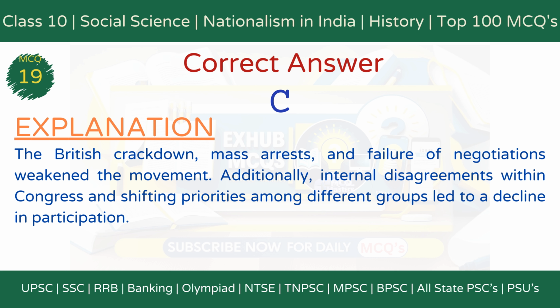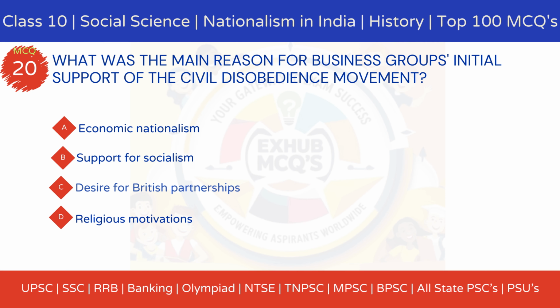MCQ 20. What was the main reason for business groups' initial support of the civil disobedience movement? Option A, economic nationalism. Option B, support for socialism. Option C, desire for British partnerships. Option D, religious motivations.